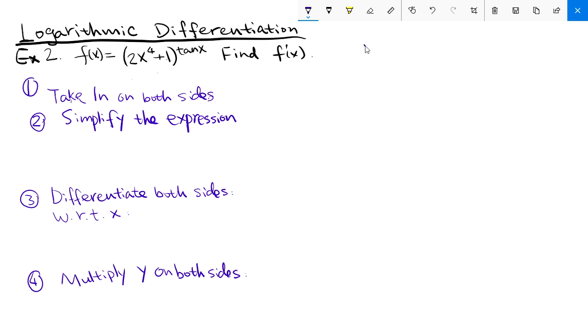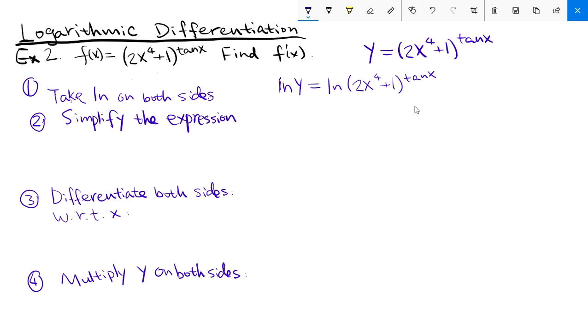And before I do that, actually I'm going to rewrite my function first, because I have f of x equals this whole thing, and it's easier if we just deal with y. So I'm going to write it as y first, and then we do our basic steps again. First, we take ln on both sides. This basically just means we put ln on the left of each expression.